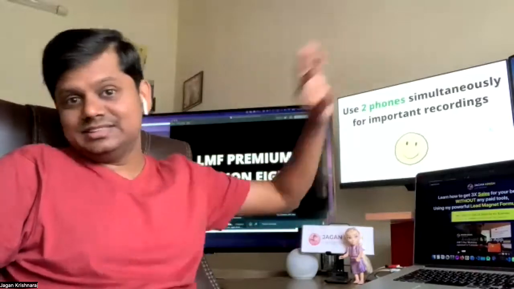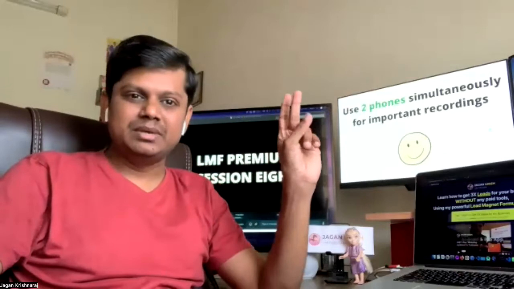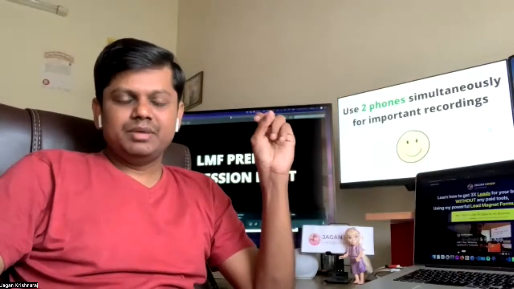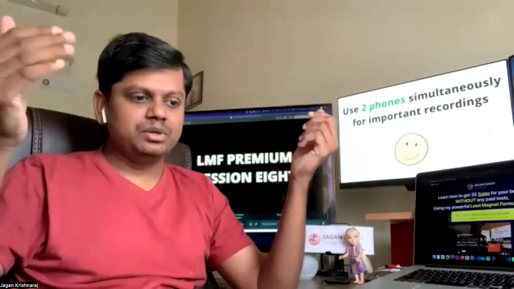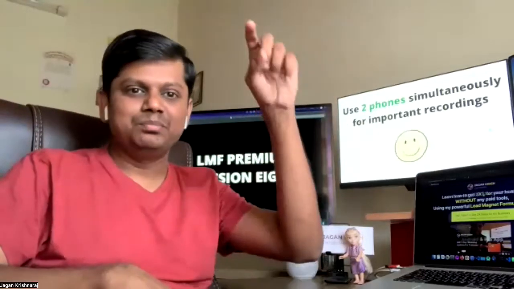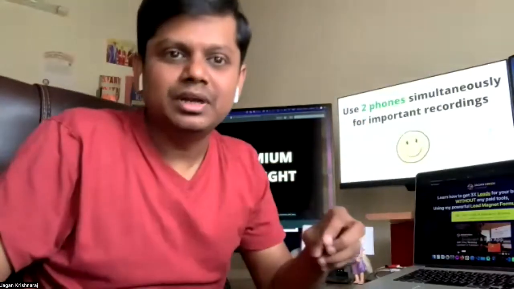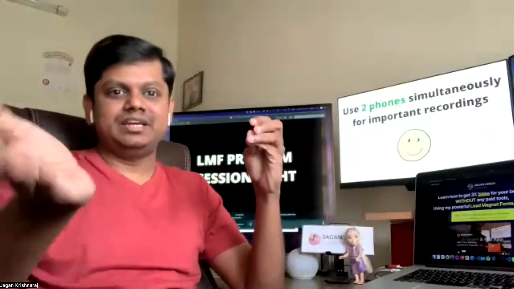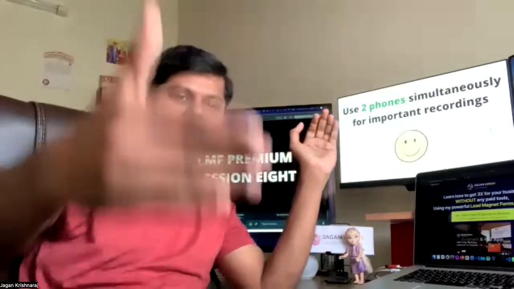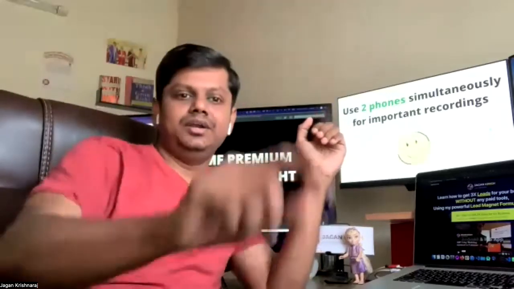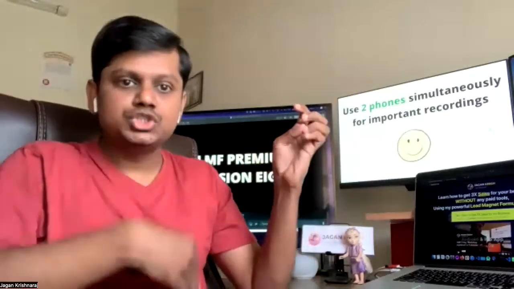And for this one I put a smiley, because when you do recording, use two phones simultaneously. After a certain period of time, you will forget to press the record button and you will complete the recording. Then you will go to the phone and find that the file didn't get recorded. To avoid this, use two phones simultaneously. You can stack one phone on top of the other and start recording on both phones, so that you will not lose your work.